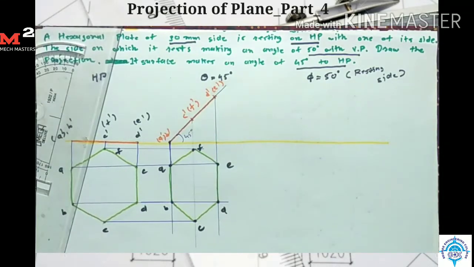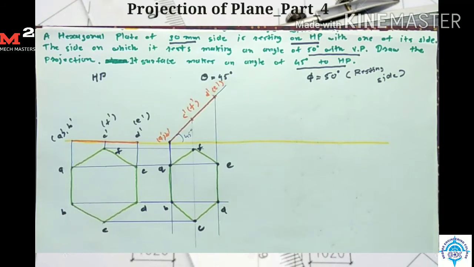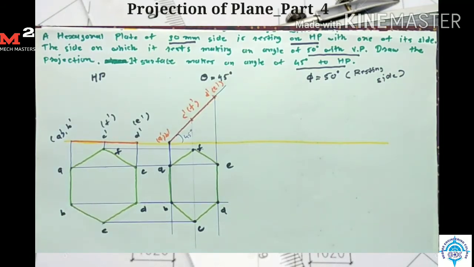Okay, so in this way I complete the second stage of this problem. Okay, let's draw the third stage. In the third stage, given that the side on which the plane is resting makes an angle of 50 degrees with the vertical plane. Okay, this angle is made with the vertical plane, so we represent this on the horizontal plane.